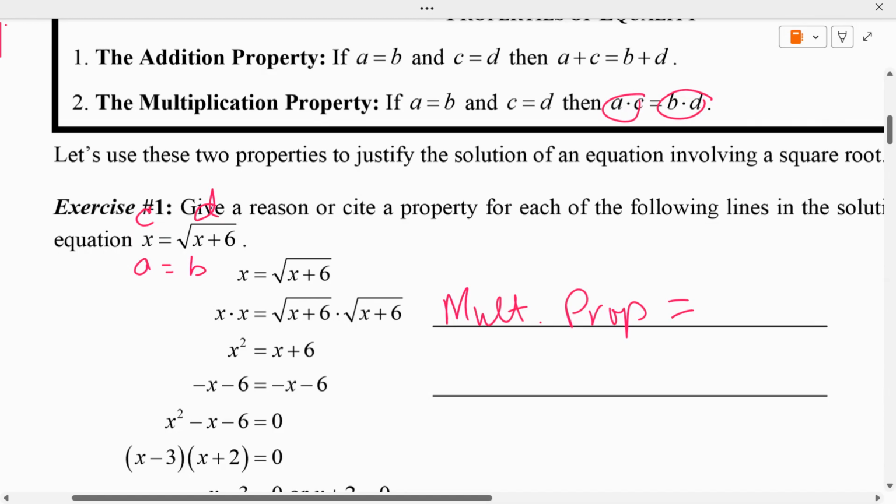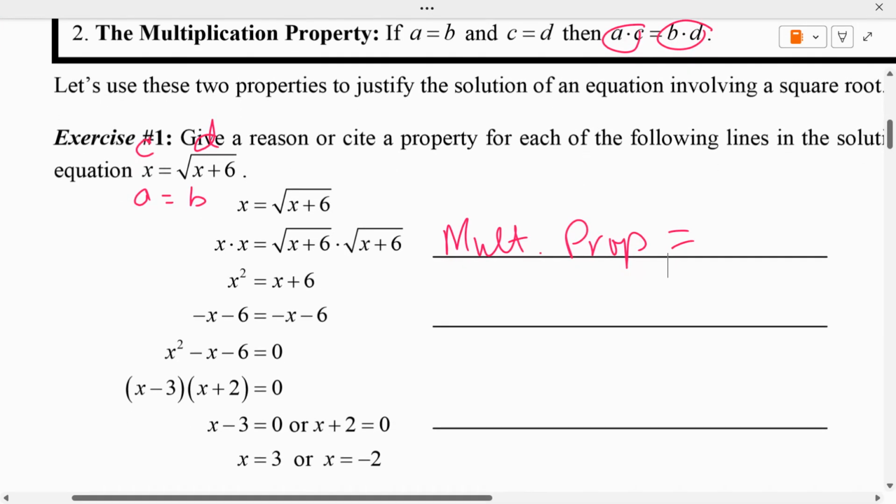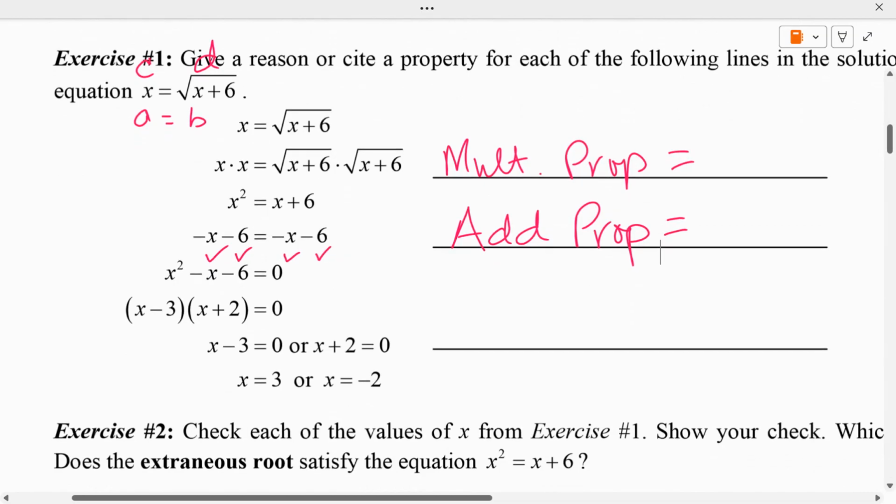In our next step, once we square both sides, we end up with x squared equals x plus 6. If you think about what you remember from quadratics, the only way to solve a quadratic is to set it equal to 0. So I actually have to subtract x from both sides and subtract 6 from both sides, or add a negative. This is the addition property of equality. And then we get the quadratic equation x squared minus x minus 6 equals 0.